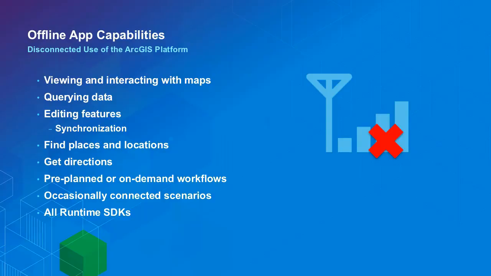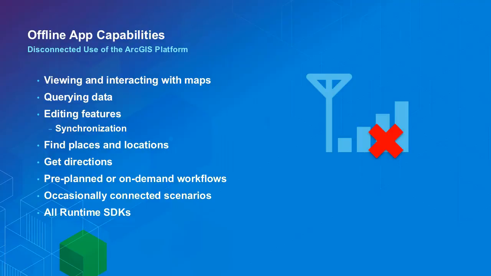So when we talk about app capabilities and building offline apps, we're really talking about building an application that is disconnected from the ArcGIS platform, and what can you do when you're disconnected? And that disconnect can happen in a number of ways.